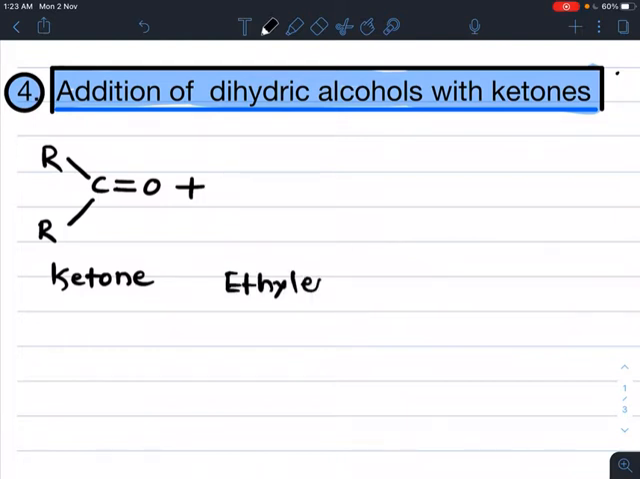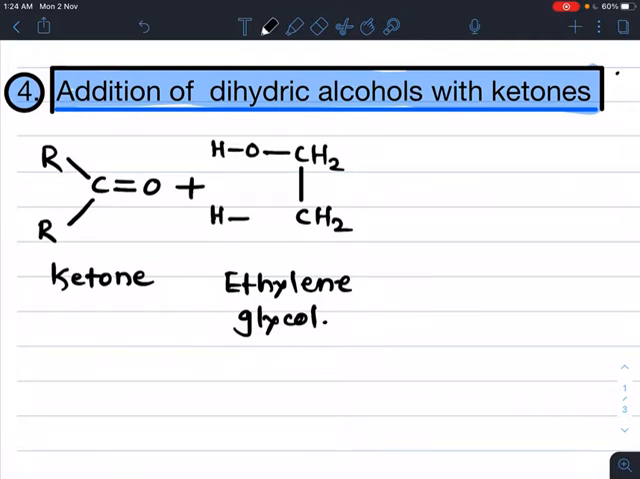So ethylene glycol. What is the formula of ethylene glycol? It is a two carbon containing dihydric alcohol, and to each carbon atom one OH group is attached. So two OH groups are attached to the two carbon atoms. The name of this compound is ethylene glycol, or its IUPAC name is ethane, the 2 carbon alkane derivative, and at position 1 and 2 two OH groups are attached, so ethane 1,2 diol.